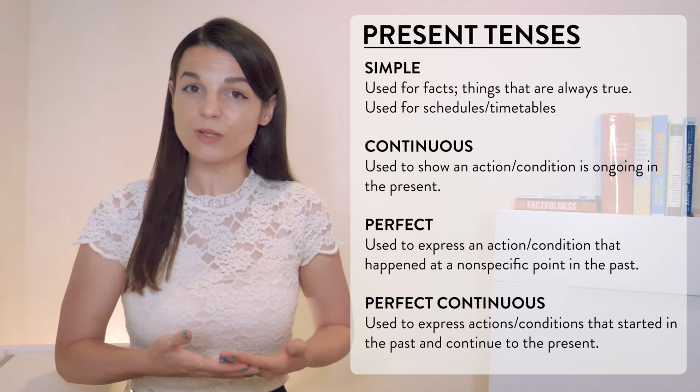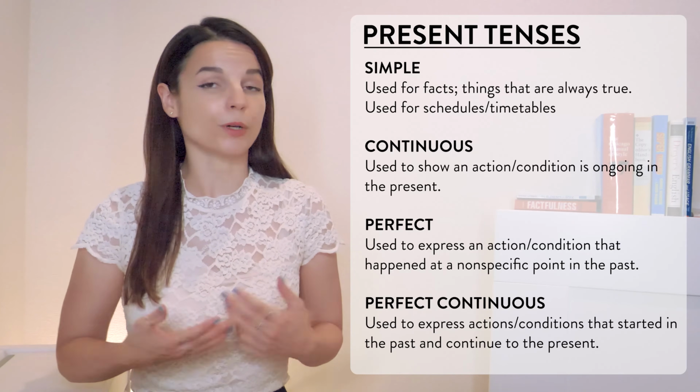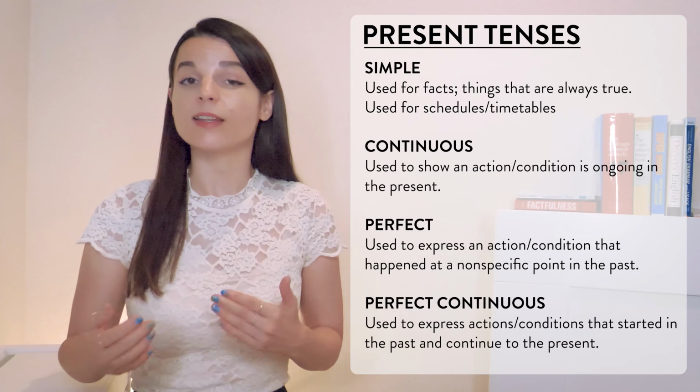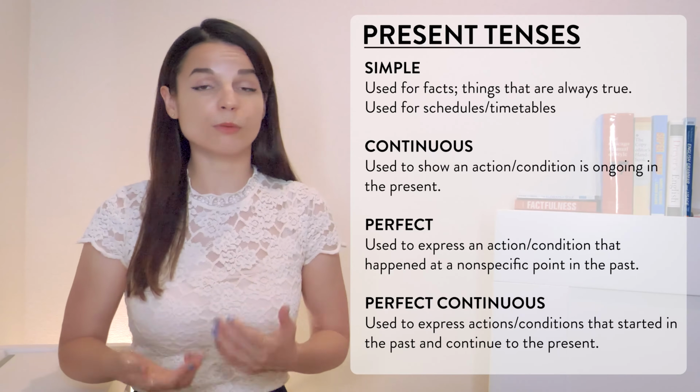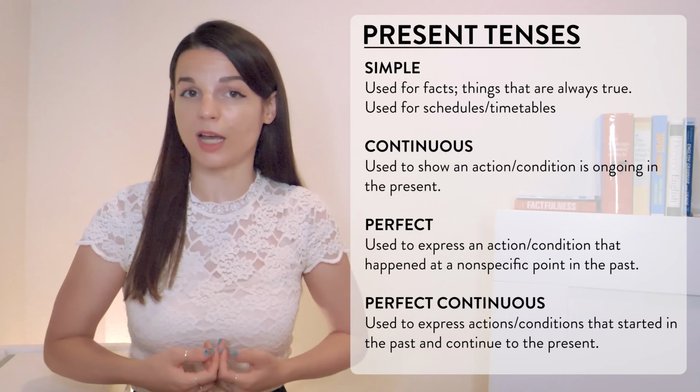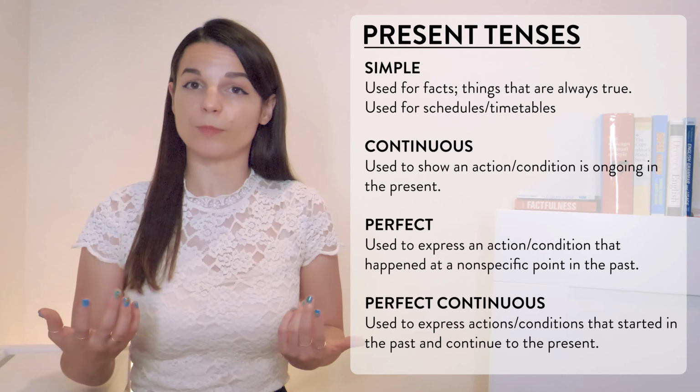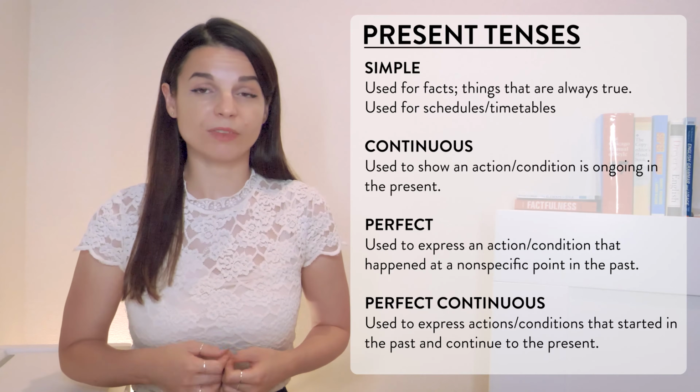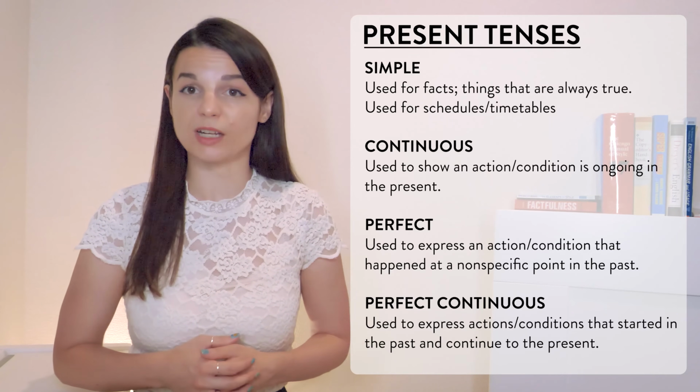Present perfect continuous is used to express actions or conditions that started in the past and continue to the present. We use durations of time or past points in time with this structure. For example, I have been talking for 1 minute. She has lived in New York City for 3 years. Okay, great. That's present tense.